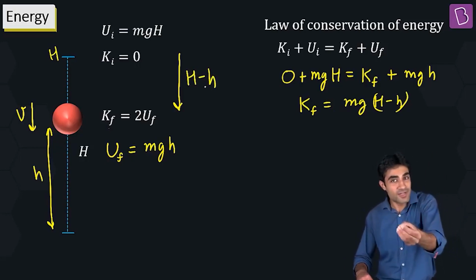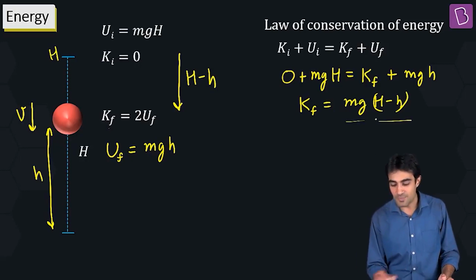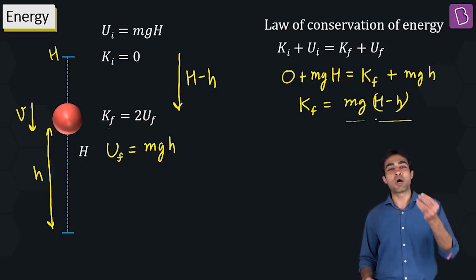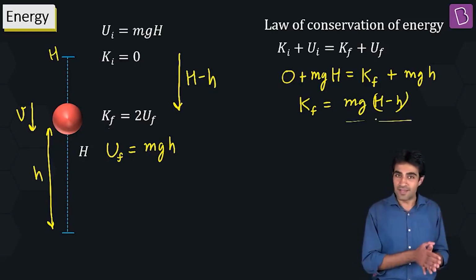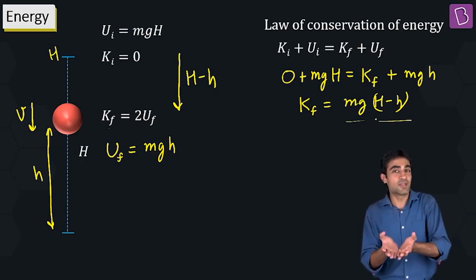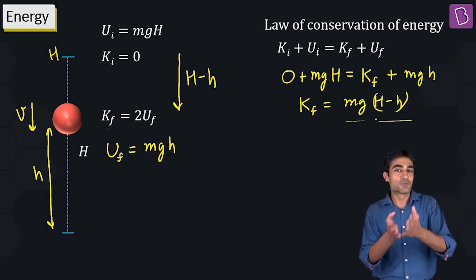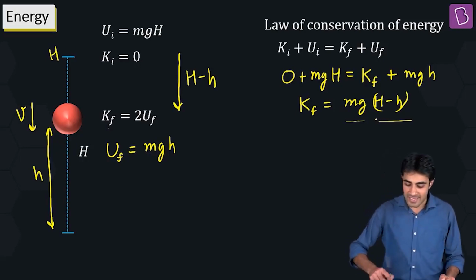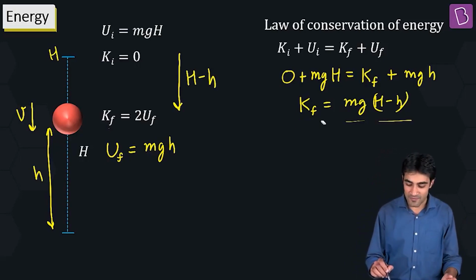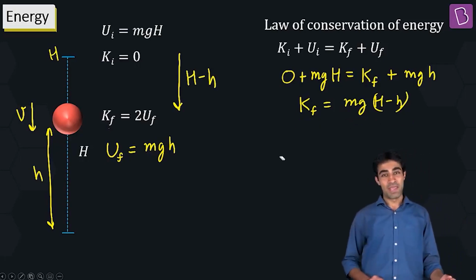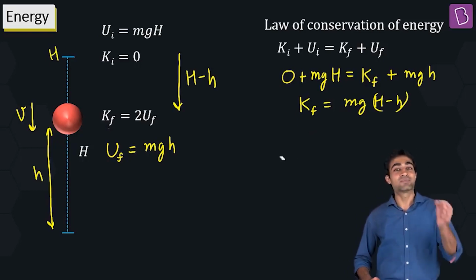That's what I have written here: mg(H minus h) is the loss in potential energy. And the gain in kinetic energy is the final kinetic energy K final minus the initial kinetic energy, which was 0. So K final minus 0 is K final. That's how we get the final kinetic energy. Now, how do we calculate small h?